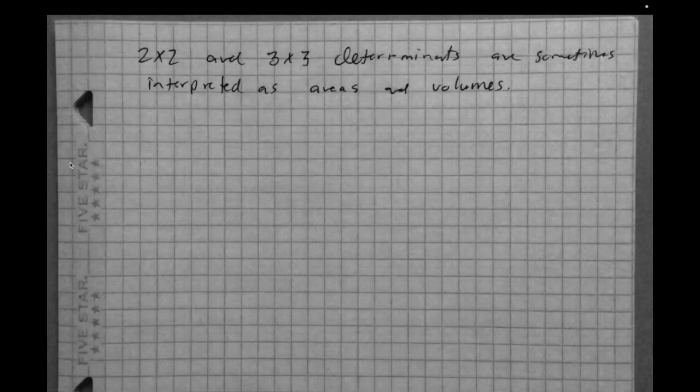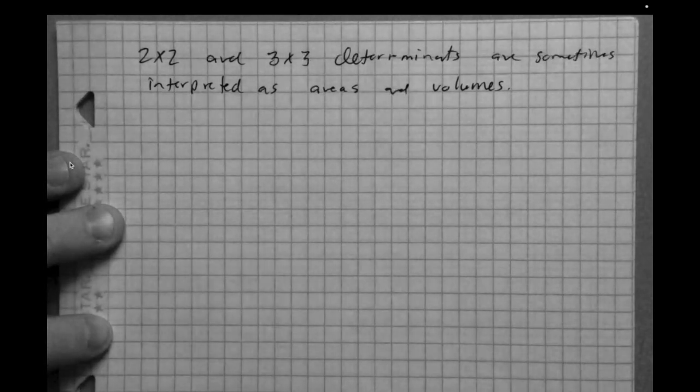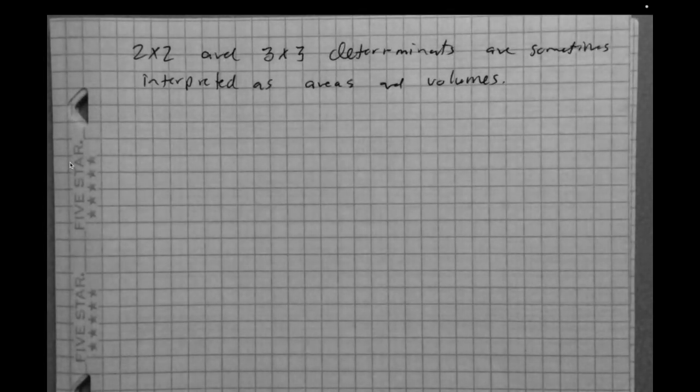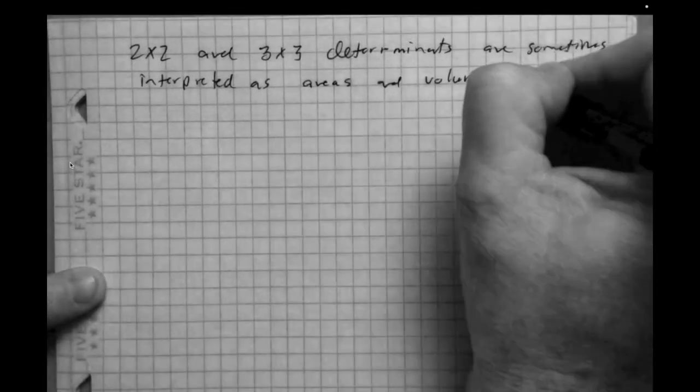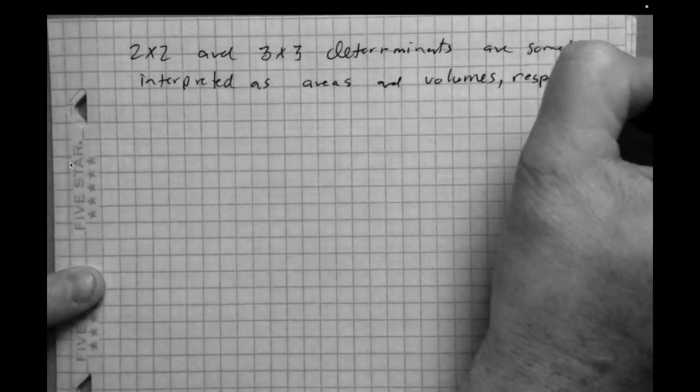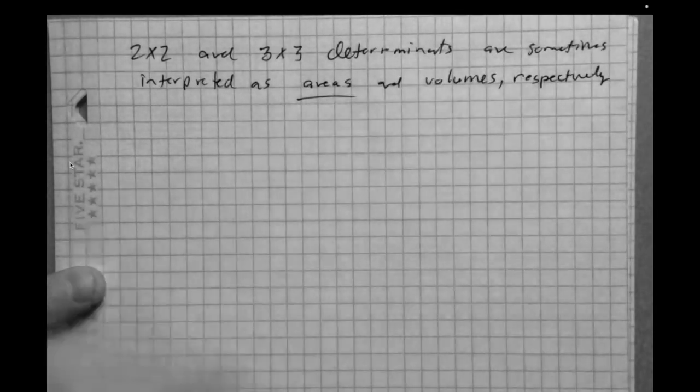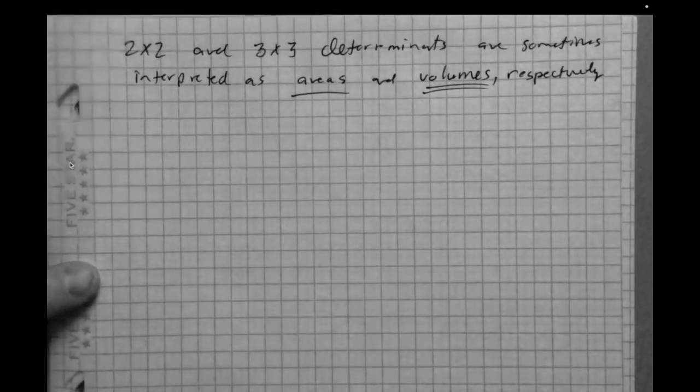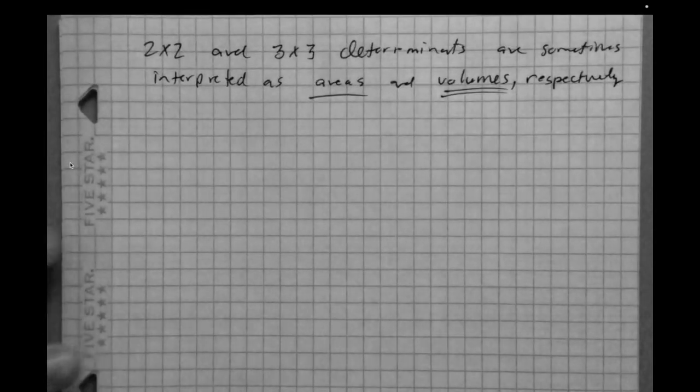So let's talk through this use case here of representing areas and volumes using 2x2 and 3x3 determinants. Okay, and I should say respectively here. The 2x2 is interpreted as area, 3x3 as volume. Okay, so here's the theorem.